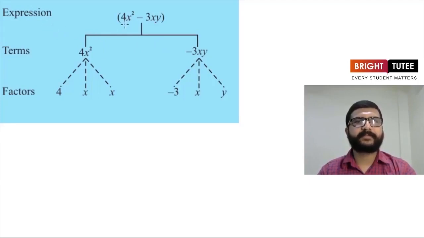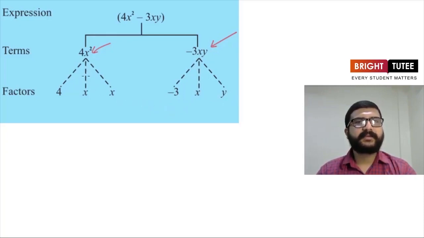So here we have one expression. It is 4x square minus 3xy. How many terms are there? 4x square is the first term, and the second term is minus 3xy. So the expression is divided into two terms, or we can say the expression is formed by these two terms. And then what are we doing? We are dividing these terms into factors. The term 4x square is made up of three factors and they are 4, x and x. Similarly, minus 3xy is formed of three factors and they are minus 3, x and y.